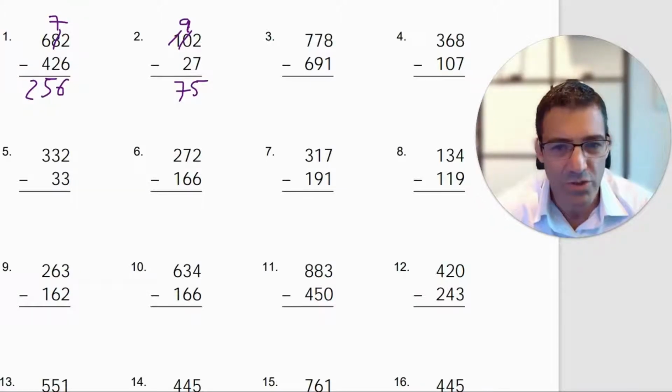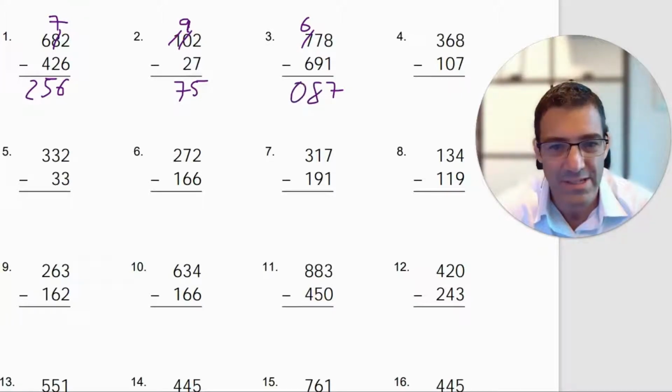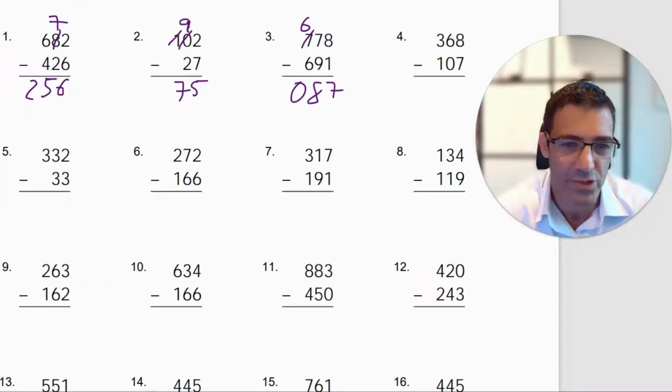Okay. 8 minus 1. Easy peasy. 7. 9 take away from 7, I cannot do that. So I'm going to borrow 1 from the 7, turn it into a 6. 9 take away from 17, that's an 8. 6 take away from 6 is a 0. I don't need to write it down, but just to be clear.